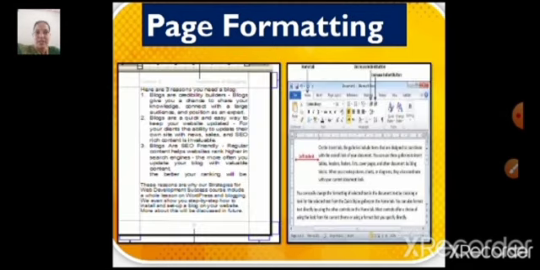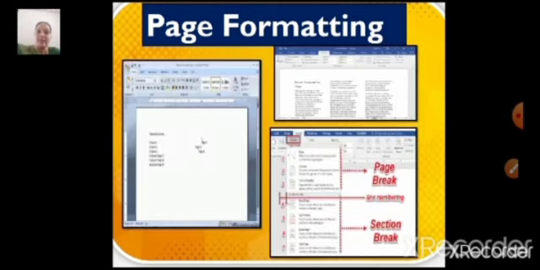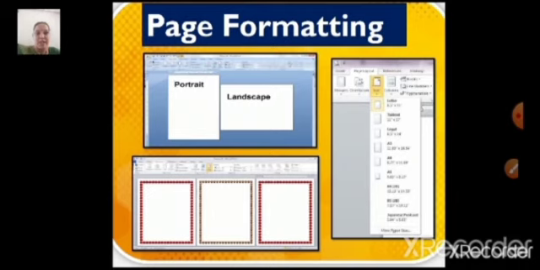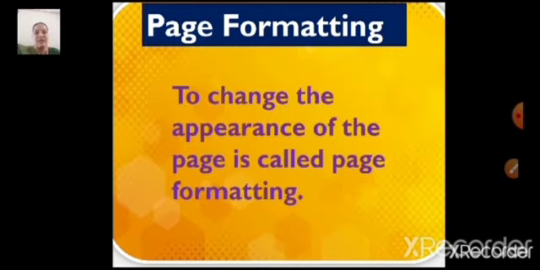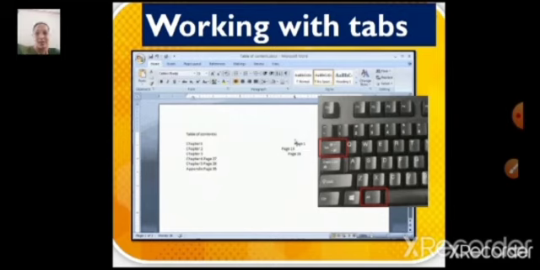We can set the margins, we can set the indent, we can use tabs, type the text in columnar format, give breaks, page break and section break, set orientation, whether portrait or landscape, use borders for the pages and also shading, and use different sizes. All this comes under page formatting. Changing the look and appearance of the page is called page formatting. In that we studied the first option, that is working with tabs.